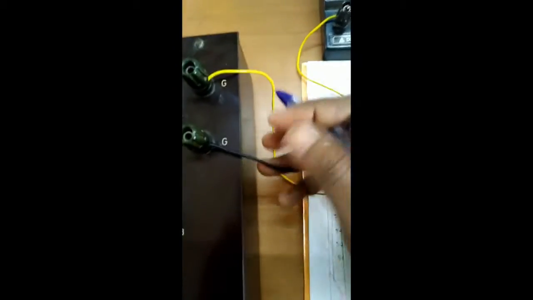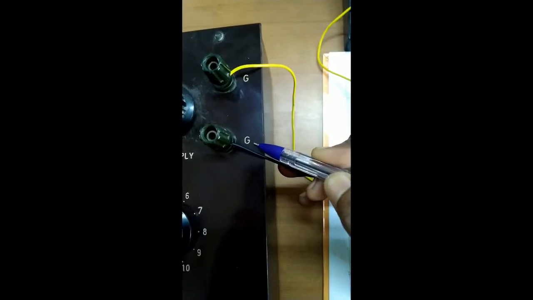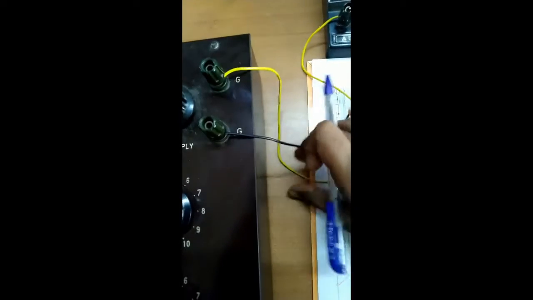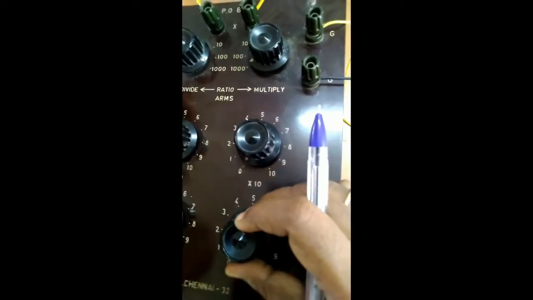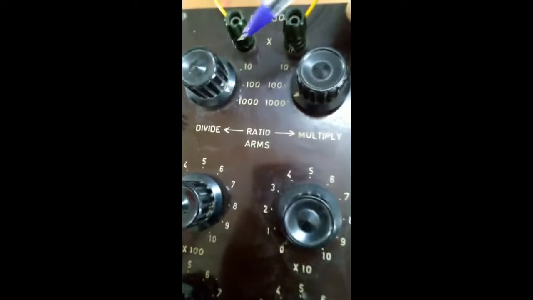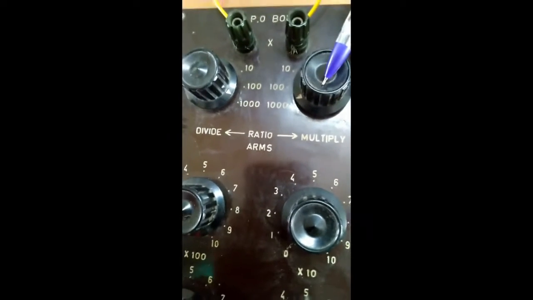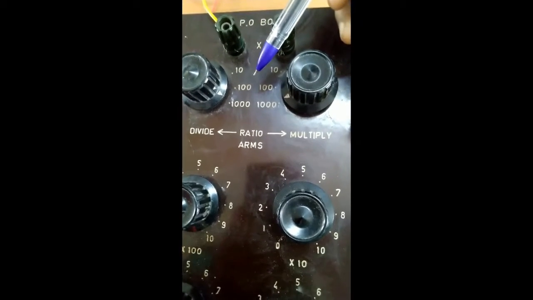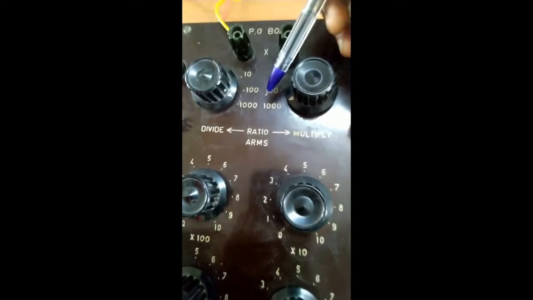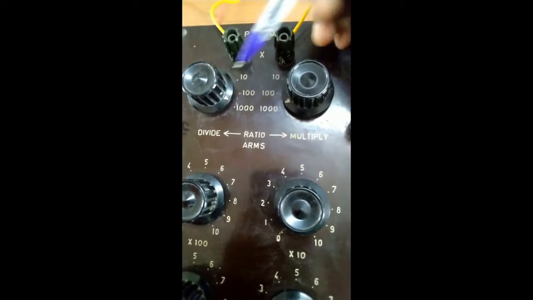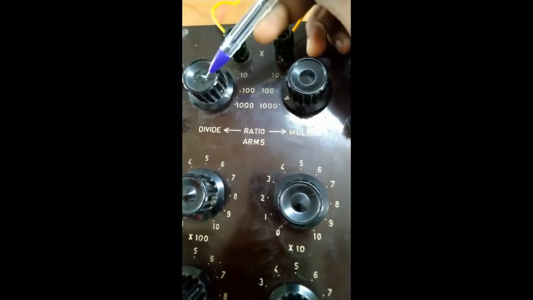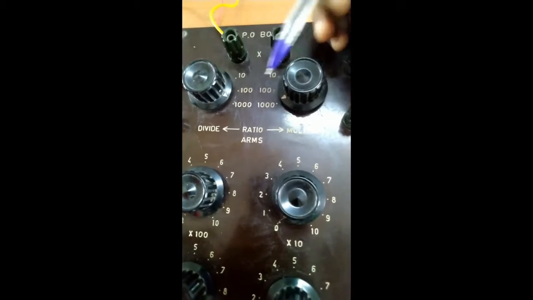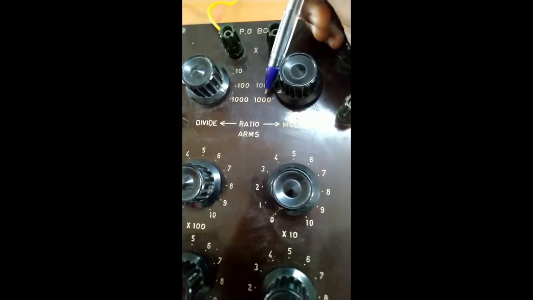And here we have 2 more terminals, which is written as G. G represents galvanometer, so these 2 terminals are given to a galvanometer. Now you need to keep all the dials at 0. You need to keep P and Q at equal values. I have kept P and Q equal to 1000. We can keep it as 10, 100, or 1000, but you need to remember that the resistance in P should be equal to the resistance in Q. So P equals Q equals 1000 ohms. Let me note it down in the table.